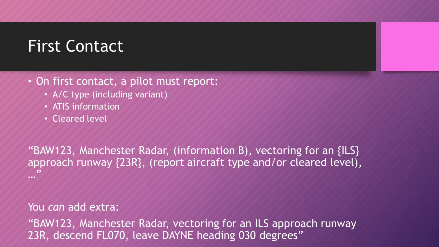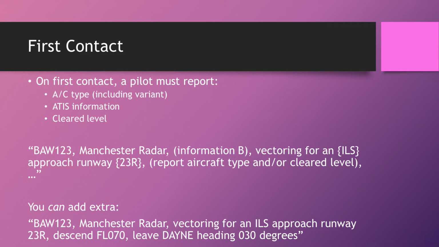So starting off with first contact. On first contact with the radar controller, a pilot must report their aircraft type, including the variant. It is important that you do clarify the variant with the pilot. So even if they just say, yeah, we're a 777, you need to get the variant. They also need to report the ATIS information and their cleared level, just to prevent level busts.